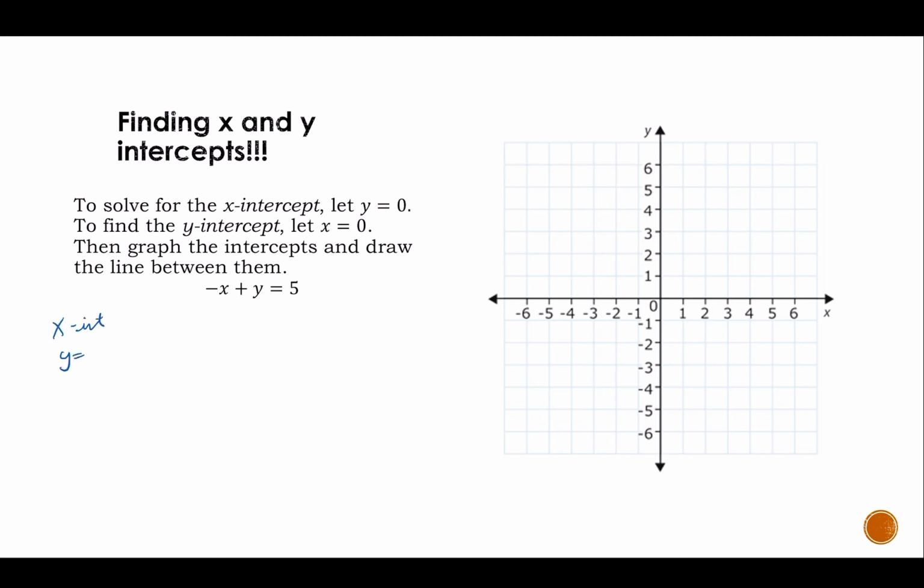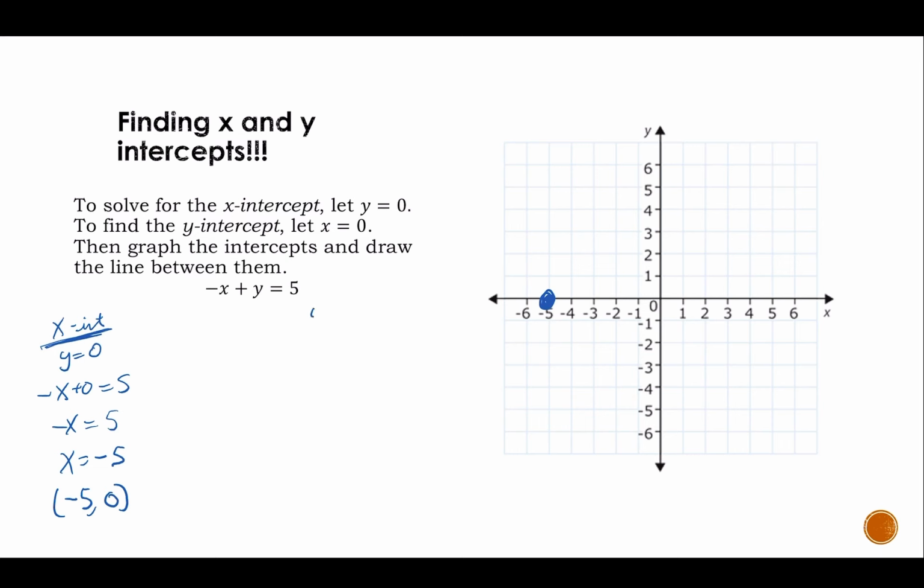this is when y equals 0. So I have negative x plus 0 is 5. That gives me negative x equals 5, so x is going to be negative 5. So I have the ordered pair when x is negative 5, y is 0. So let me go ahead and plot that. When x is negative 5, y is 0, there's my x-intercept.